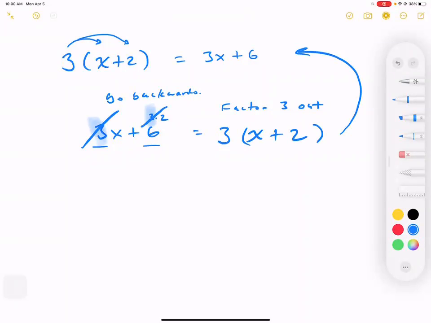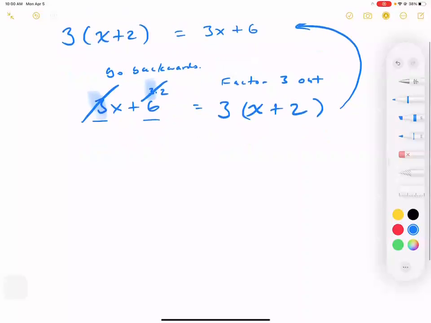So let me do this again. Let's pick a different number. Let's use, say, 10 and 2x plus 4. Let's not use 2x. Let's use 3x plus 4, okay? So if I multiply 10 times 3x and 10 times 4, we end up with 30x plus 40.